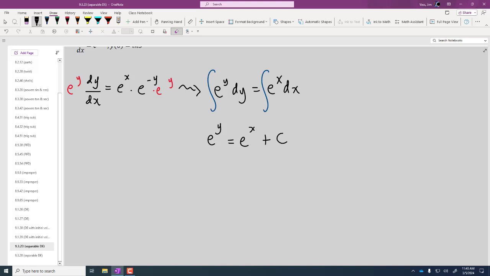And what do we have to do to both sides to get to the explicit general solution? Log. So if we just take the natural log of both sides, we now have the explicit general solution. Up here we have the implicit general solution. And we always want to get to the explicit if we can. So that is where we want to end up.